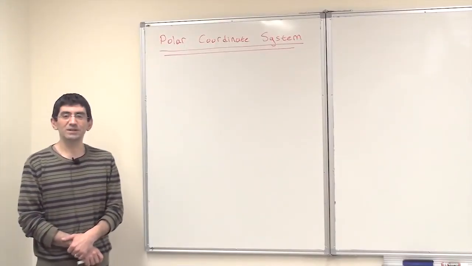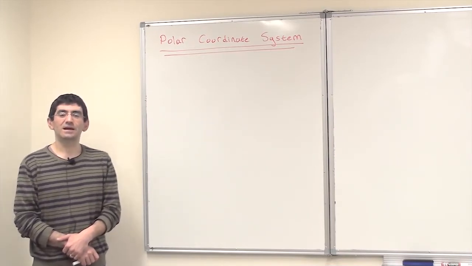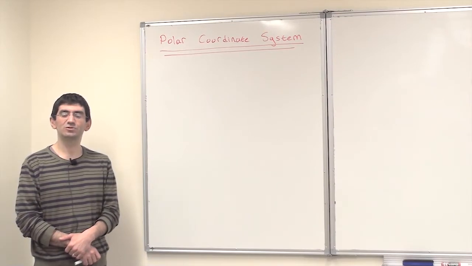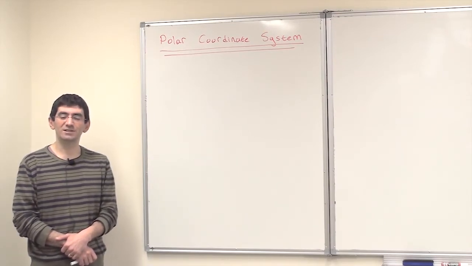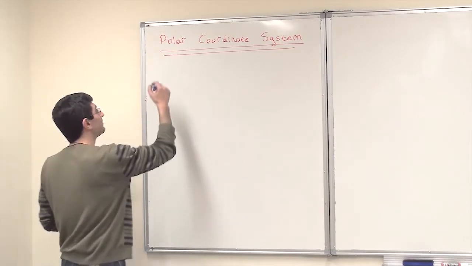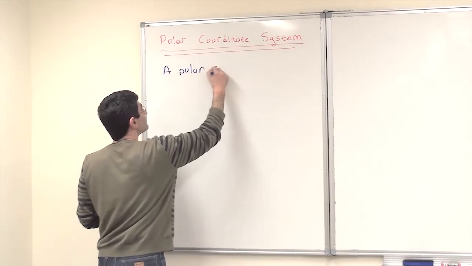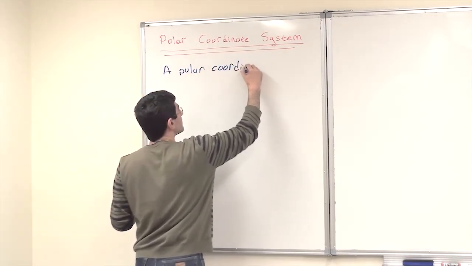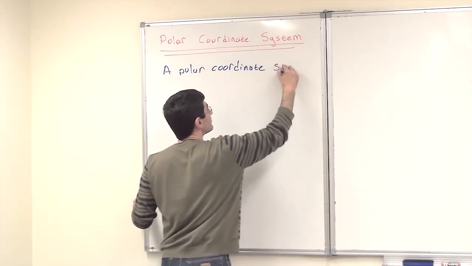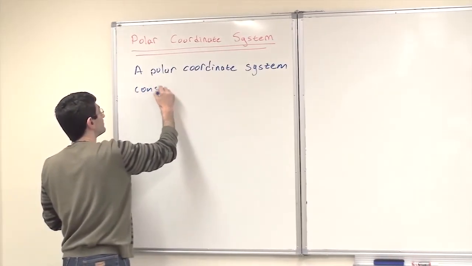Hello. In this video, we are going to talk about polar coordinate system. It is an alternative coordinate system to two-dimensional Cartesian coordinate system. So, let's see first its definition. A polar coordinate system consists of the following.